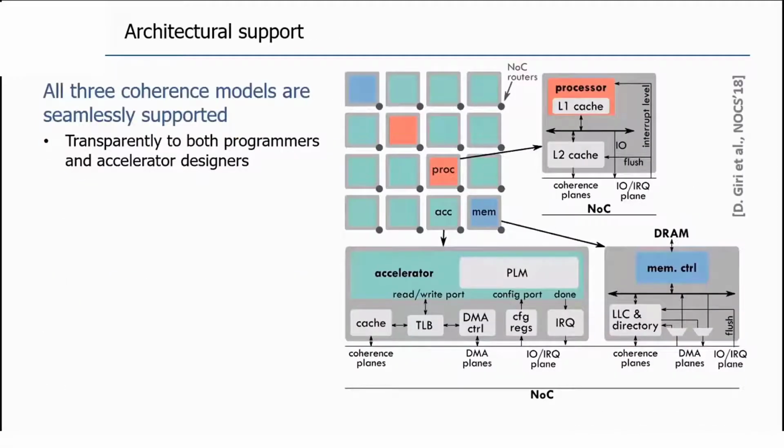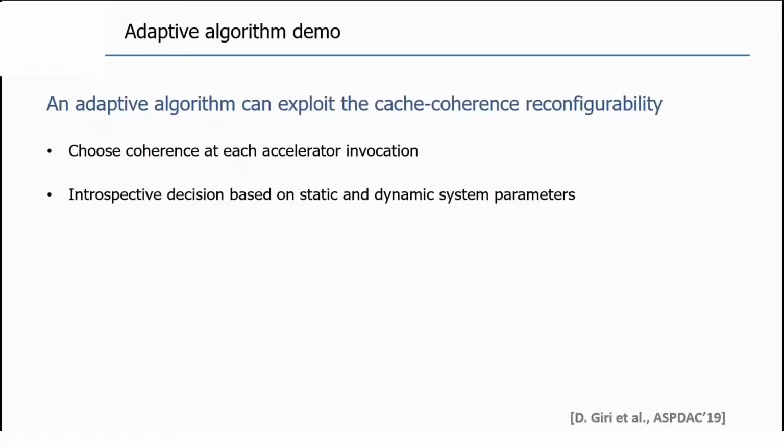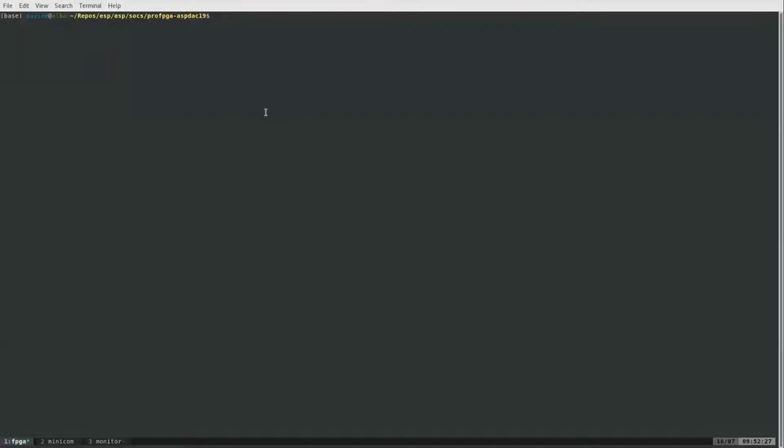We designed support for all the cache coherence models, such that the coherence models are completely transparent to both the programmer and the accelerator designer. The cache coherence of each accelerator can be dynamically selected at each invocation. To confirm the potential benefit of all of this, we designed an adaptive algorithm that dynamically chooses the proper cache coherence model at each accelerator invocation. The algorithm is once again transparent to the programmer, and it makes introspective decisions based on the current status of the system. Now let's dive into the FPGA demo.